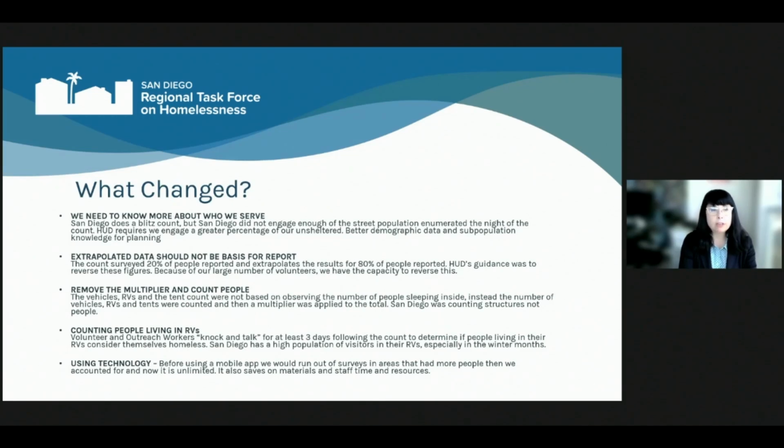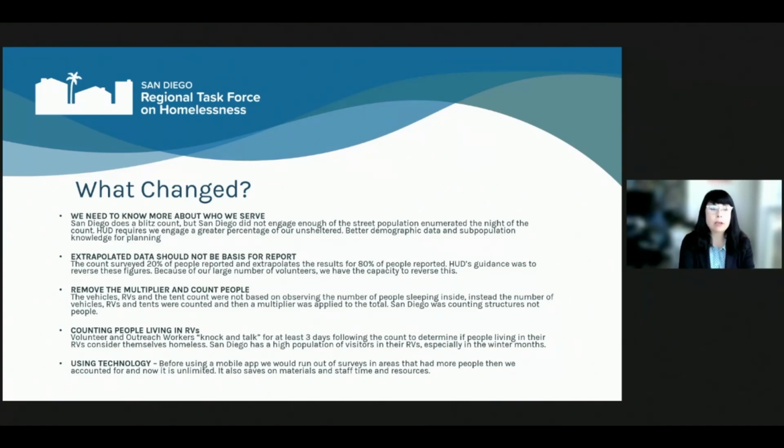So a few items that changed. San Diego does do a blitz count. So we were not engaging enough of the street population, as I said, the night of the count. And so HUD wanted us to speak to and survey more people. So that did require reducing the number of questions on our survey, as well as making sure that our volunteers were trained in how to engage people and survey them as quickly as possible so that we could reach more people.